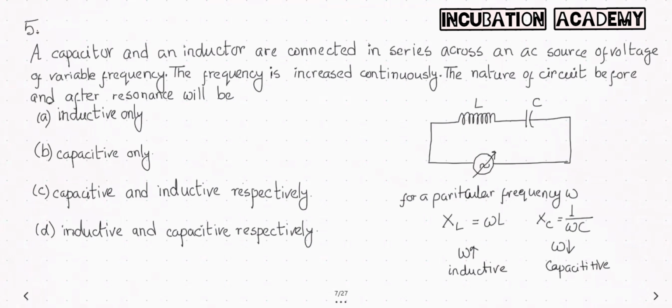So when the resonance occurs, when the XL is equal to XC. Resonance is a particular frequency, which is basically say the omega naught, when XL is equal to XC. That means the inductive reactance and the capacitive reactance become equal.